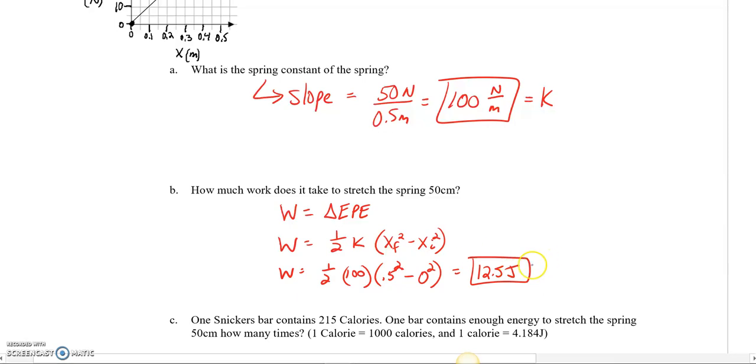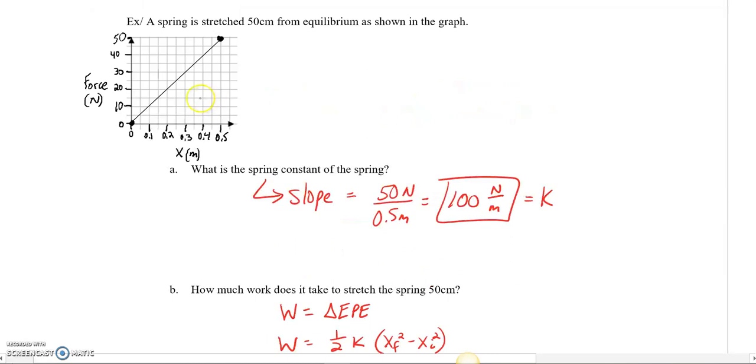It's worth noting that this 12.5 joules would also be the area underneath our graph from 0 to 50. So if I were shading in the area from 0 to 50 centimeters or 0 to 0.5 meters, this area here would represent the energy stored in the spring or the work done in stretching the spring 50 centimeters.